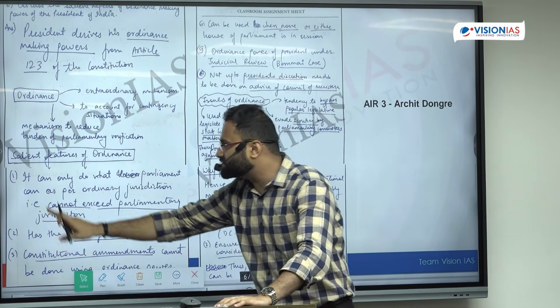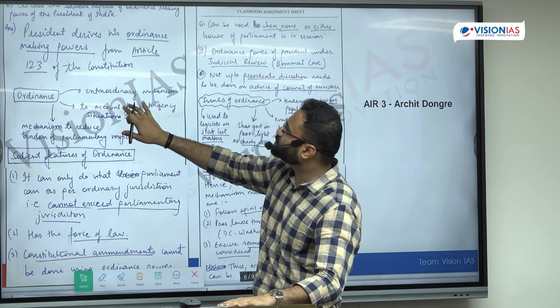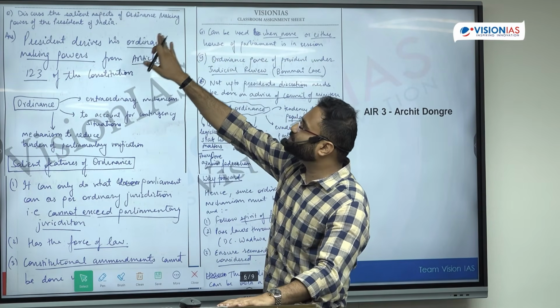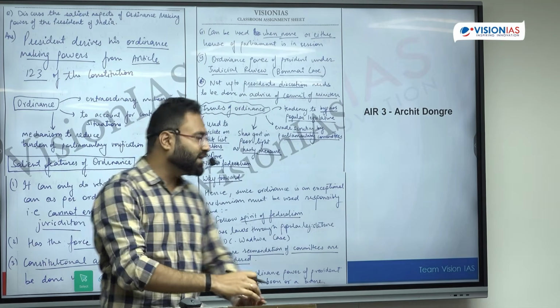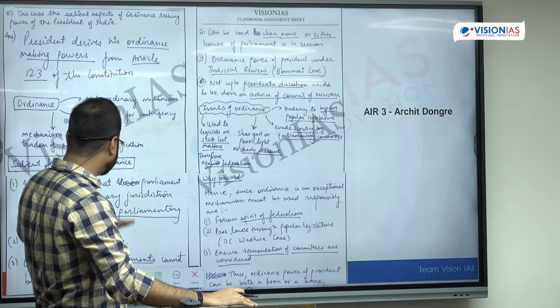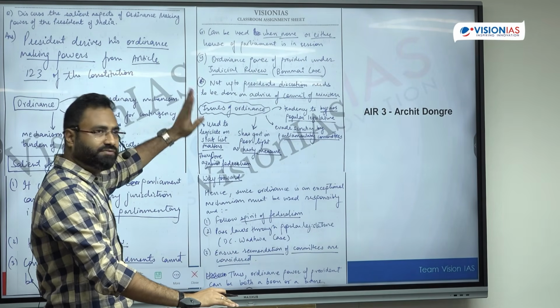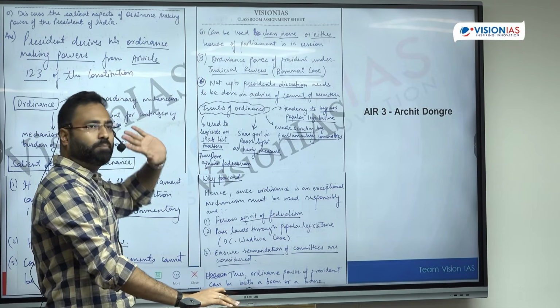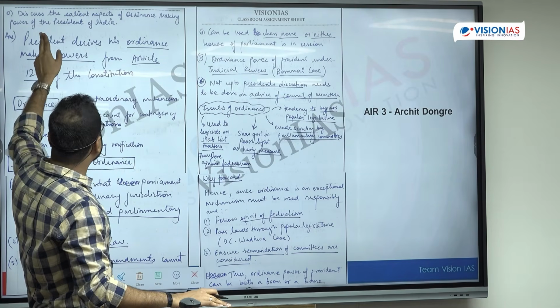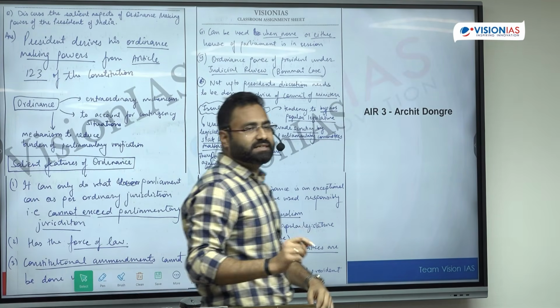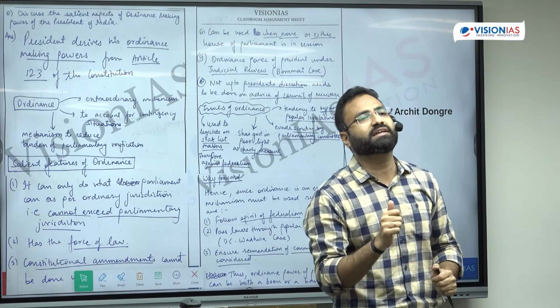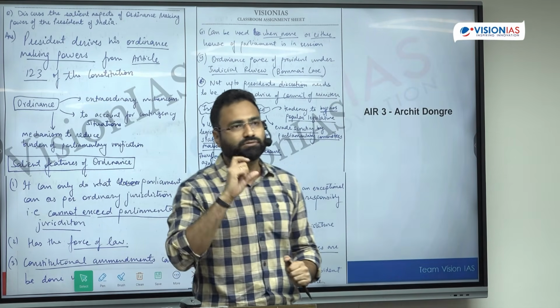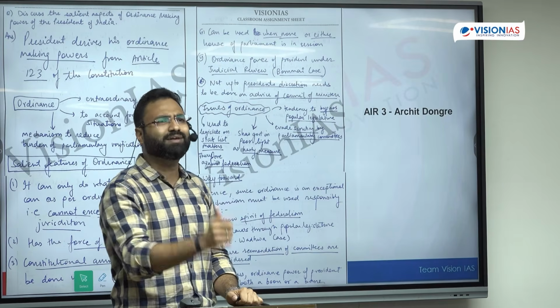Then he had talked about the salient features of the ordinance, because this was the demand of the question, salient aspects of the ordinance making. So what are the salient aspects of ordinance making, he has written pointers 1 2 3 4 5 6 like this. He had given different pointers regarding the same. Now the question was asking for discuss. Discussion never happens without telling the issues. In discuss you have to give certain kind of issues, maybe limitations.